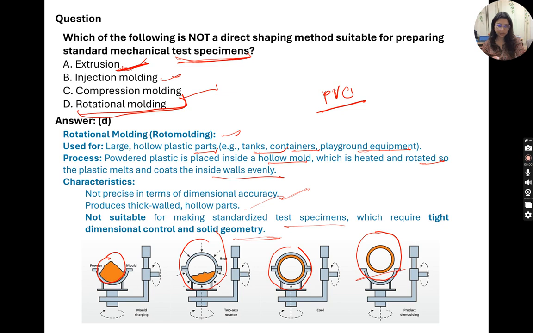If a technique cannot make the same samples every time, it cannot be used for forming mechanical or other testing specimens. So rotational molding is one of those we cannot use for the formation of test specimens. Rather, we can use extrusion, injection molding, and compression molding. I hope the rotational molding concept and the question are clear to all. If yes, we can move forward to the next question.